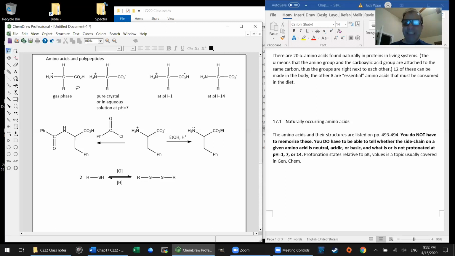Well, approximately never, right? Except for things that are already gases, like oxygen or nitrogen, right? So this is not the form that amino acids take in actual living systems. Rather, the pure crystalline amino acids will look like this, or this is also the form that amino acids take in aqueous solution, which is pretty much what living systems are, right? We're mostly water, at pH equals 7.